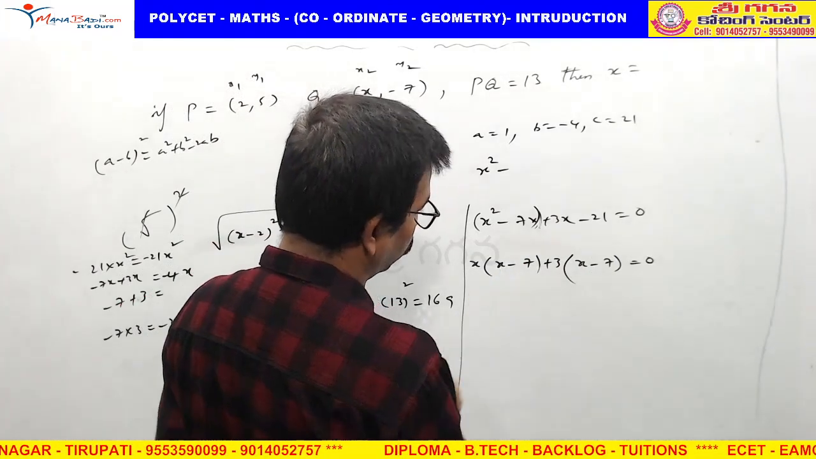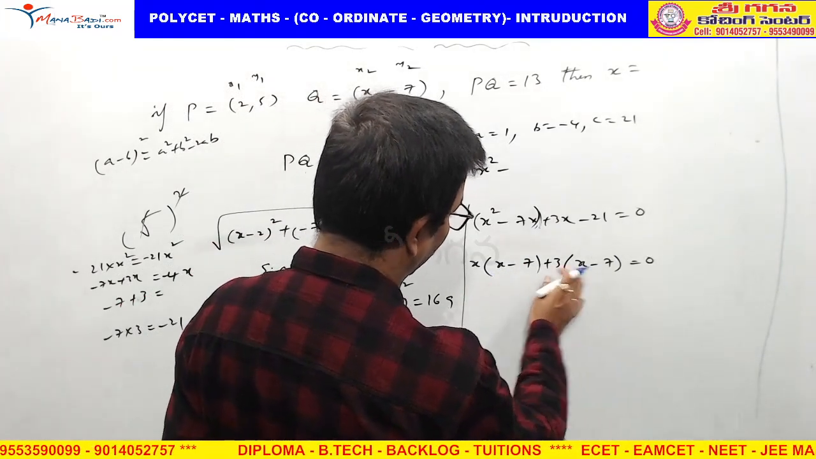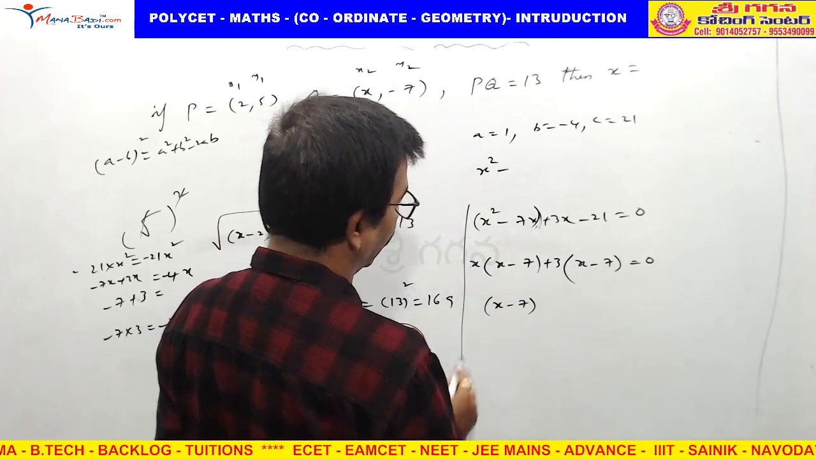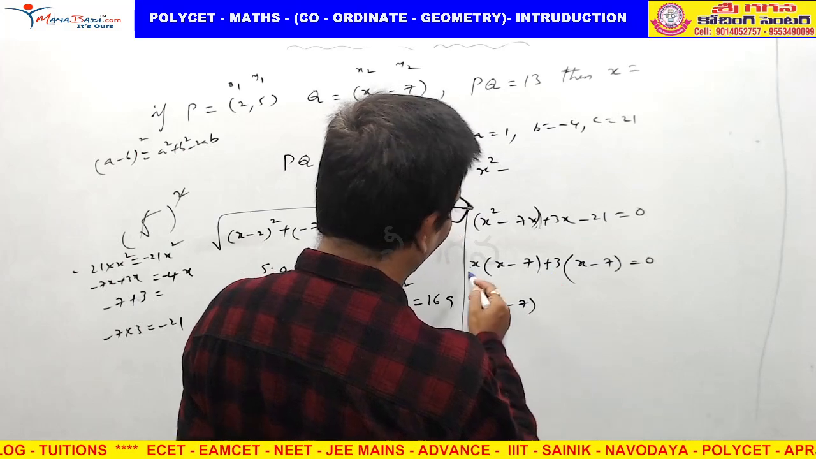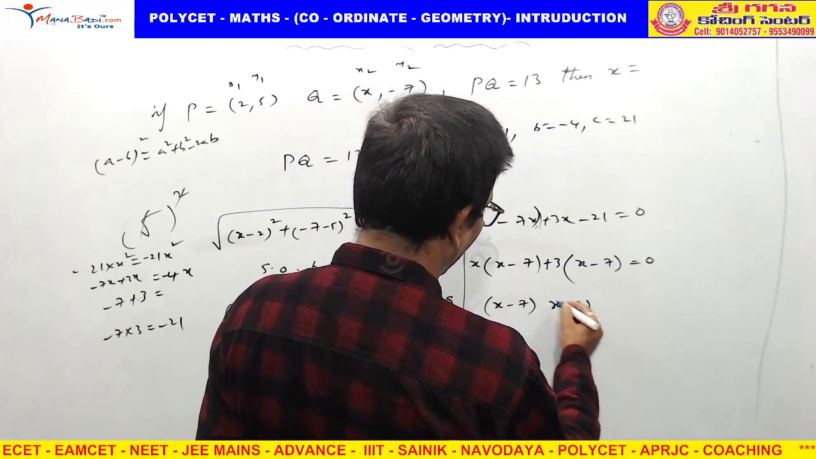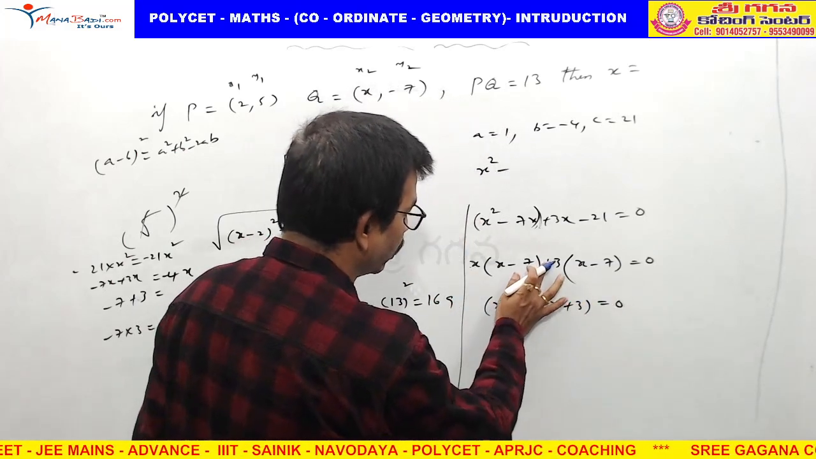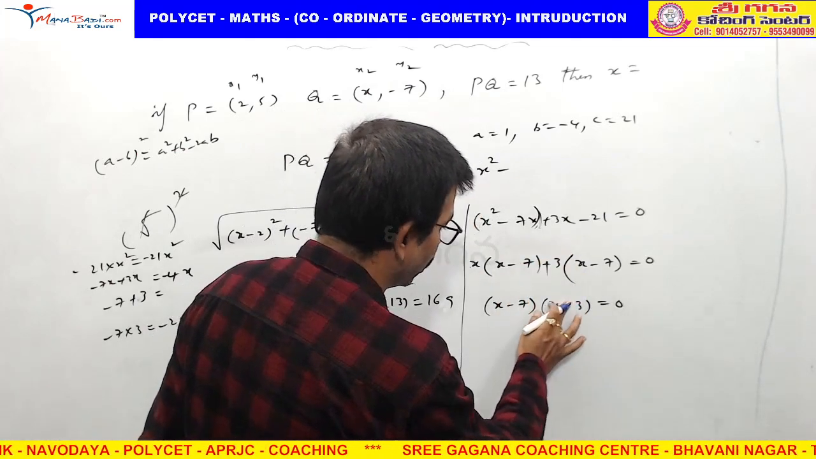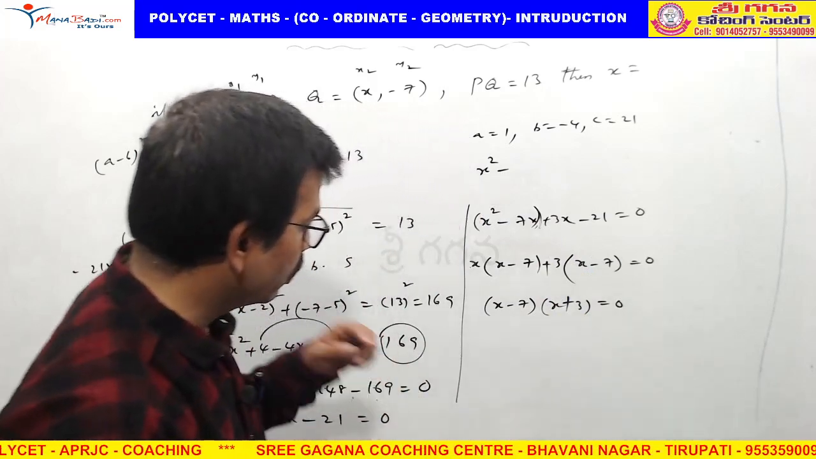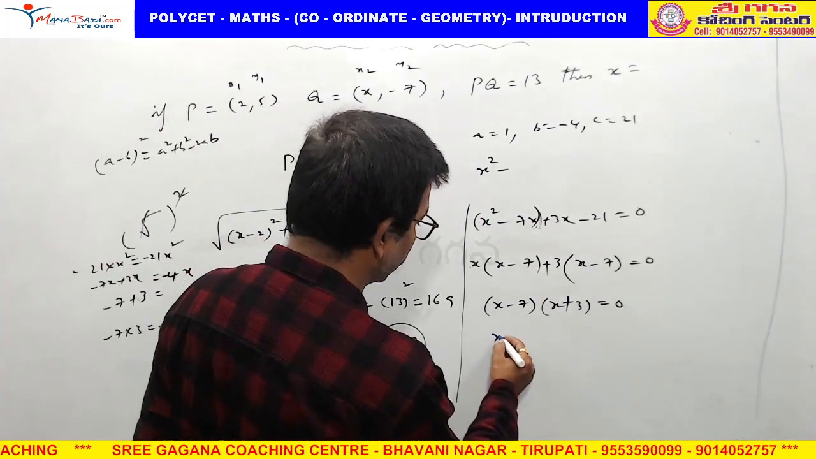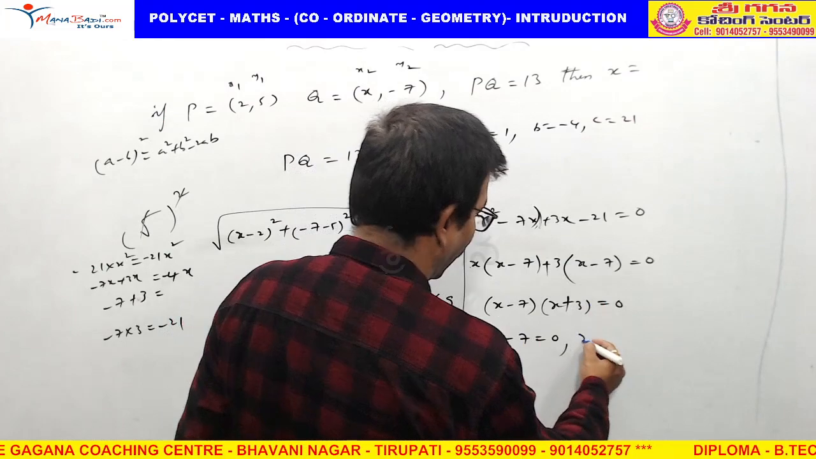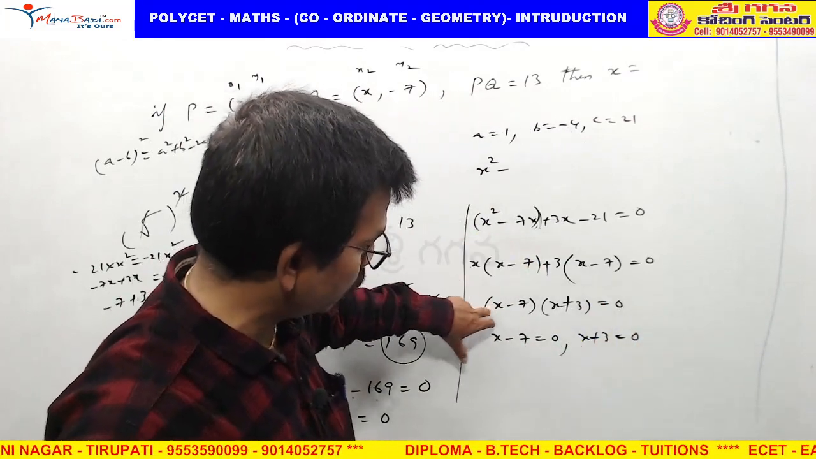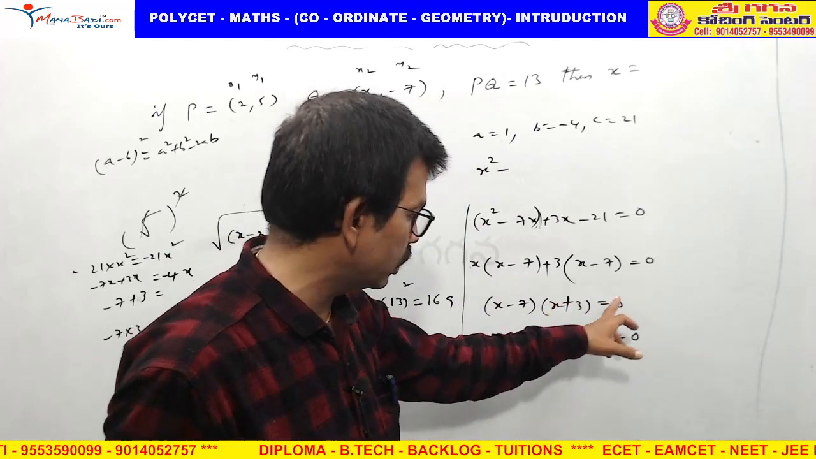So if you observe properly, x minus 7 is the common factor, so you can write it separately. What is the other factor? x plus 3. Don't get confused here: if there were a minus, you would write x minus 3, but here there is already a plus. So two factors came: x minus 7 equal to 0 and x plus 3 equal to 0. Since it is a product, one time x minus 7 equal to 0, and one time x plus 3 equal to 0.